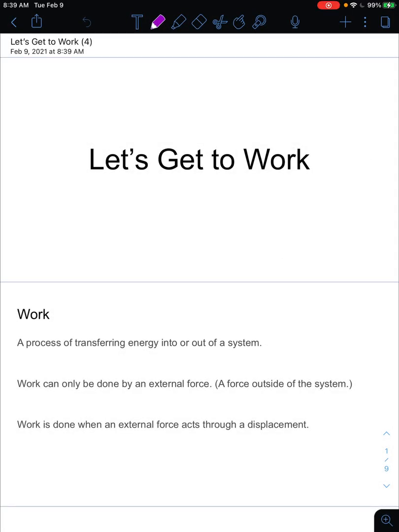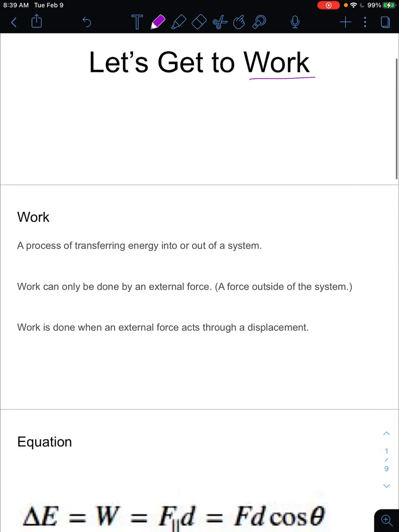Today we're going to talk about work. So far, we've talked about work as a process of transferring energy into or out of a system. So, when we had an energy bar chart where something had gained energy, let's say that we lifted something up. If we lifted something up, we would say, okay, it gained gravitational energy. Maybe it's a box that we lift up, and we'll say the box and the earth gained gravitational energy.